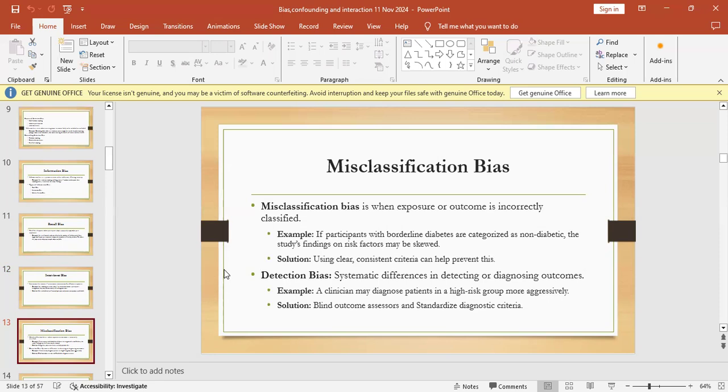The other is detection bias, a systematic difference in detecting or diagnosing outcomes. It is also like misclassification bias. For example, the clinician may diagnose patients in a high risk group more aggressively. It can be addressed by blinding outcome assessors and using standardized diagnostic criteria.